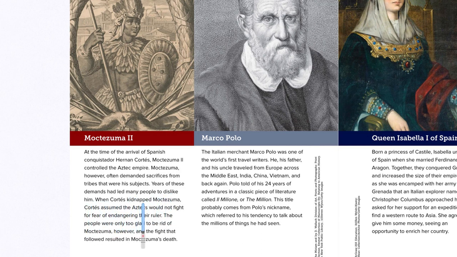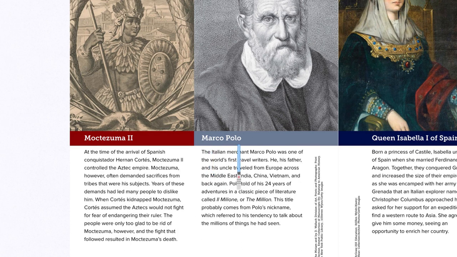When Cortez kidnapped Moctezuma, Cortez assumed the Aztecs would not fight for fear of endangering their ruler. The people were only too glad to be rid of Moctezuma, however, and the fight that followed resulted in Moctezuma's death.